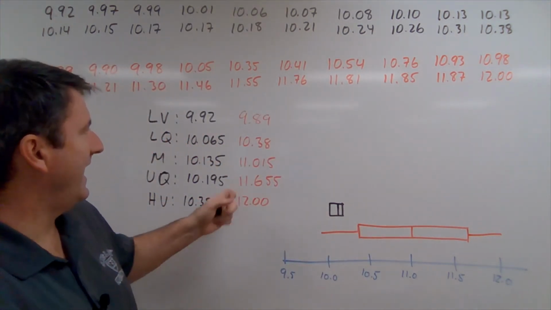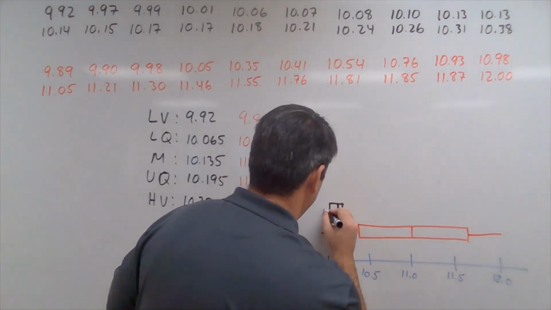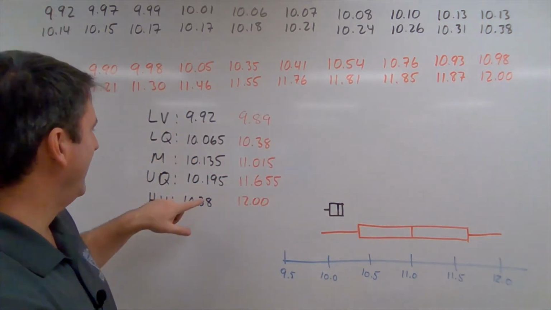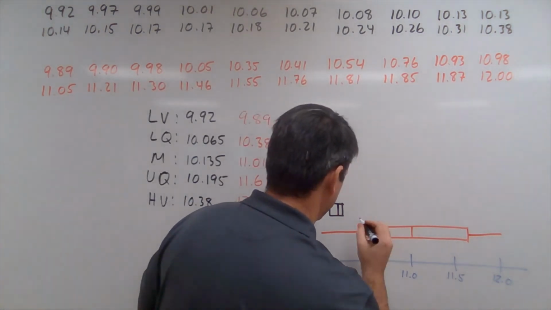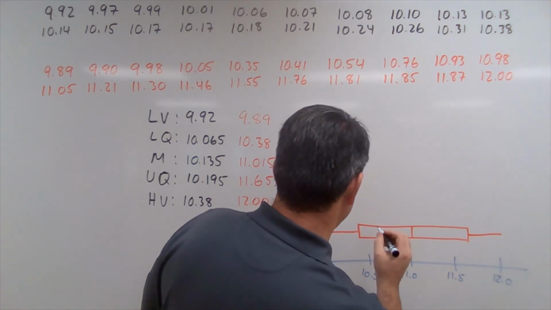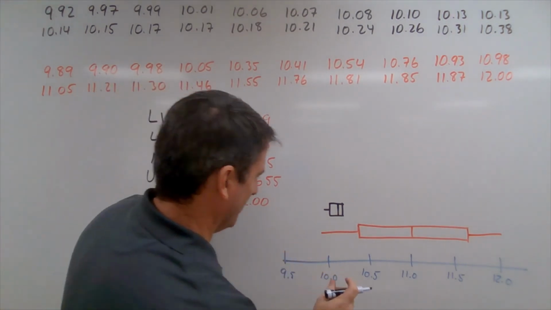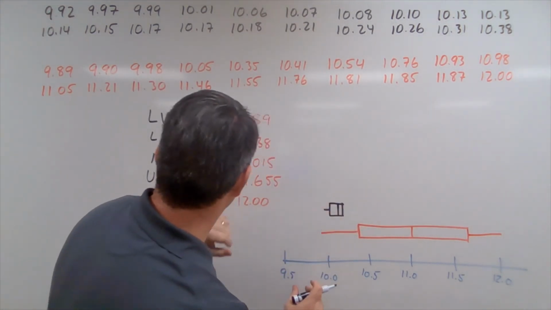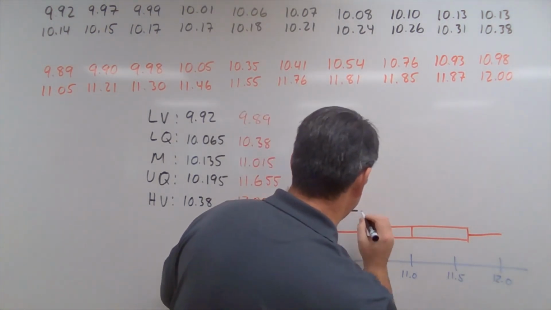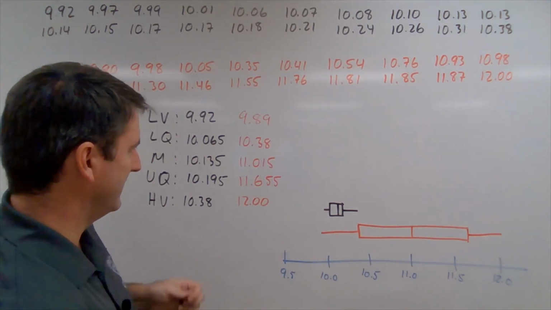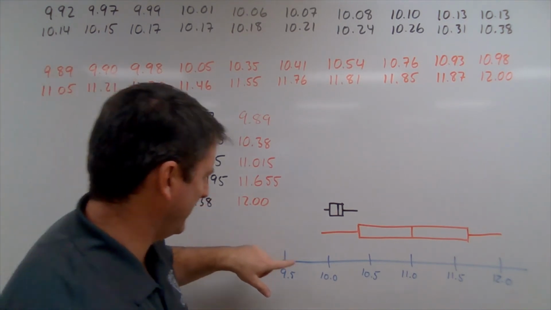And then we'll draw the whiskers out to 9.92, which is just going to be that little bit of a whisker right there. And then out to the highest value at 10.38. Let's see, I think this lower quartile, oh no, that's right. This should go out to 10.38, which is where this lower quartile was there. Let me make sure that the upper quartile is right.